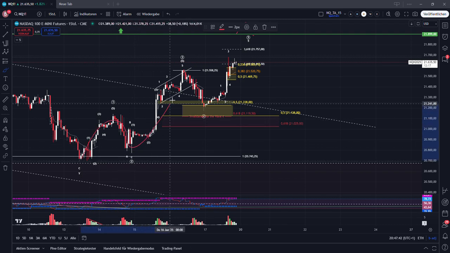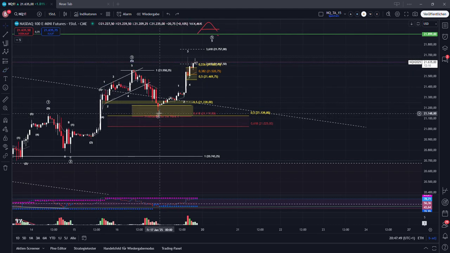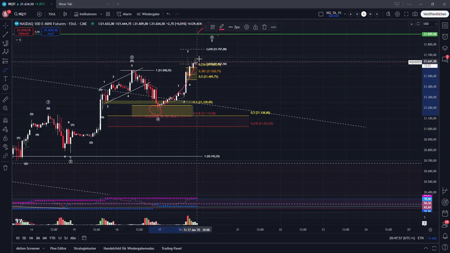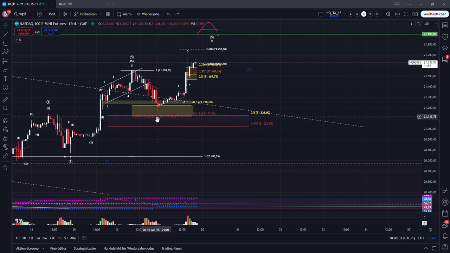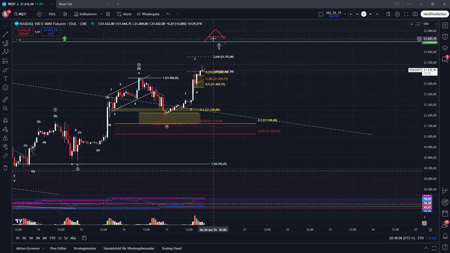So 1, 2, 3, 4, 5. I was communicating in my updates yesterday that at the moment I hope, or I feel, that we're going to find support in this area here and reverse out of this. Okay, so that happened. And that's why I said if we break below the 61.8 retracement here, I cannot call this a wave 4 anymore. So at the moment, everything is good and everything worked out.